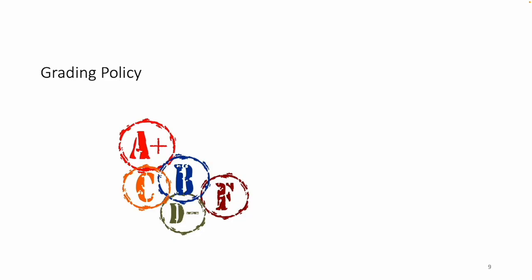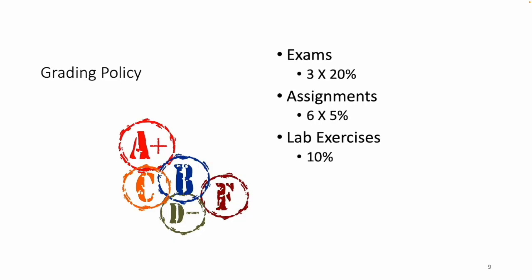The grading policy of this course is pretty clear. We have three items. The first one is exams, the second one is assignments, and the third is lab exercises. Regarding exams, we don't have a midterm exam or final exam, but three equivalent exams. Each exam is 20%. For assignments, I'm going to give out 6 assignments, and the weight of each assignment is 5%. So a total of 30% will be given for the assignments.